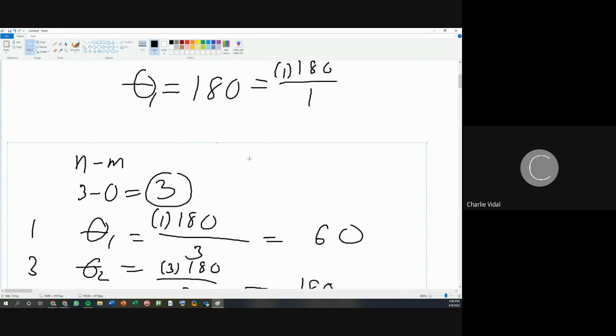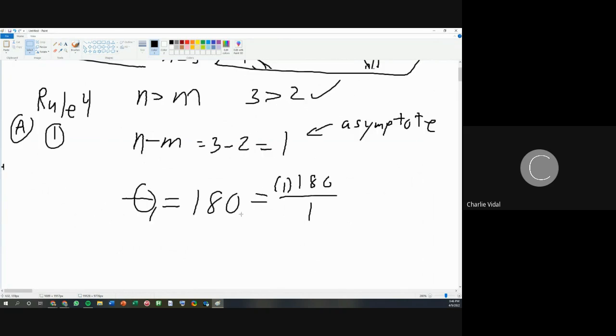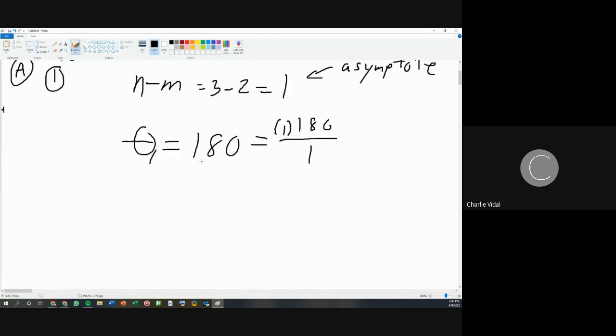Not every single one of those. Only this one, which is the easiest one, where you have one asymptote at 180. Okay. Now we're going to find where the asymptote is.